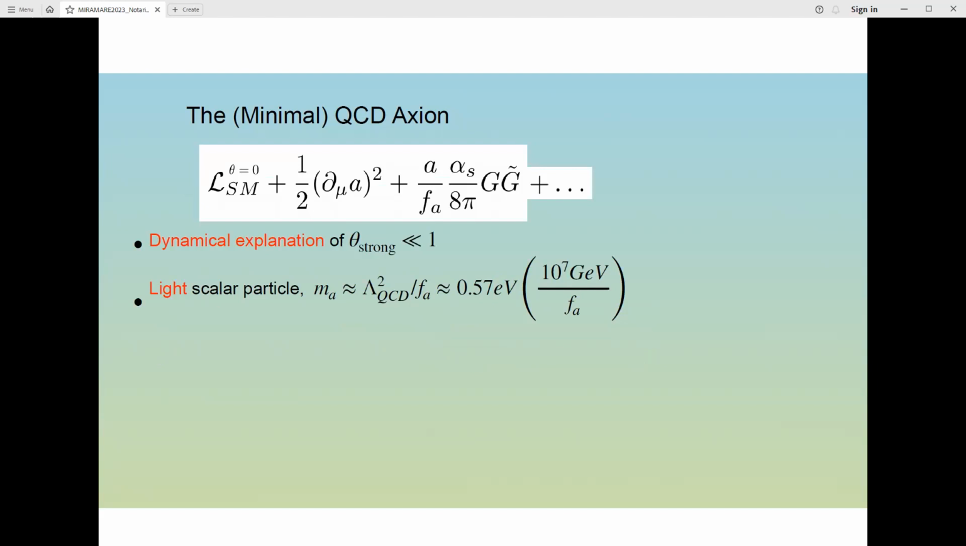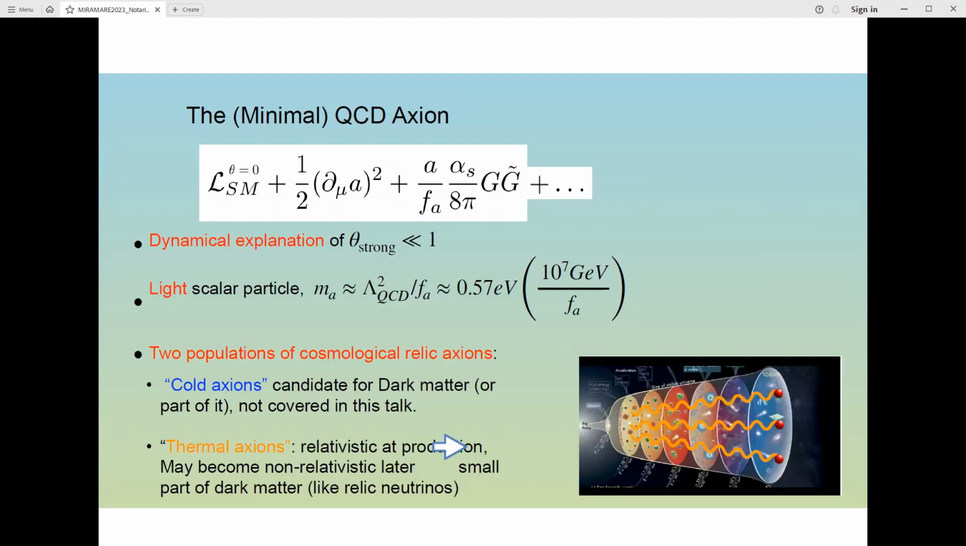Therefore, that explains why theta is so small today. In addition, we get a very light scalar particle. The mass is given roughly by the inverse of this coupling, 1/FA, times the QCD scale squared. So the ballpark is less than an electron volt for an FA larger than 10 to the 7 GeV. And by astrophysics, we are constrained to be larger than, say, 10 to the 8 GeV, roughly. So the mass is going to be smaller than 0.1 electron volt, typically. Okay, but we do not want to use astrophysics here. We want to use cosmology.